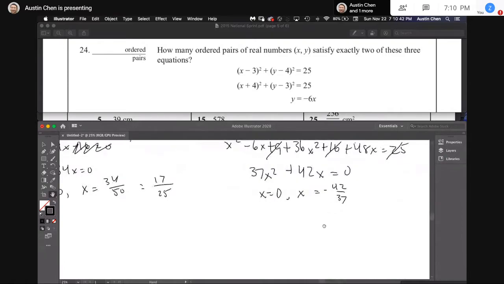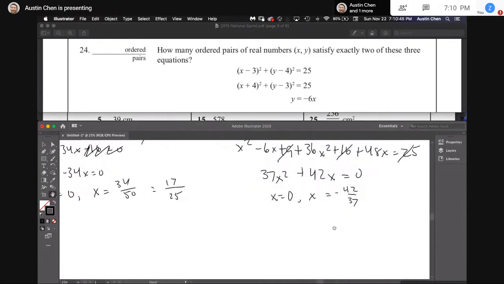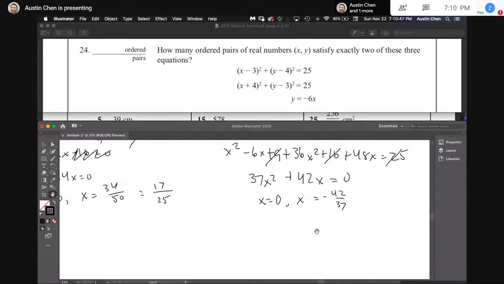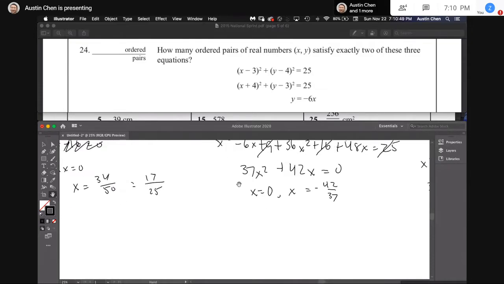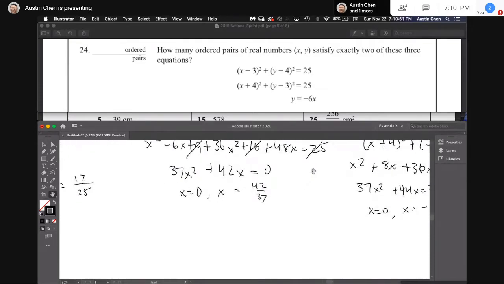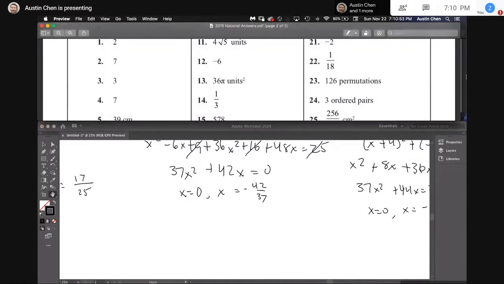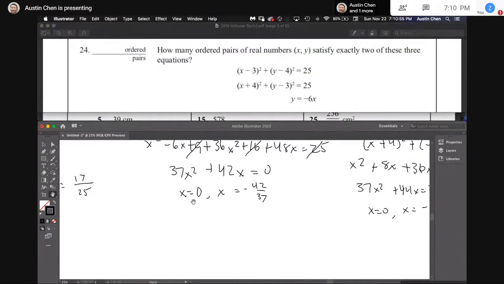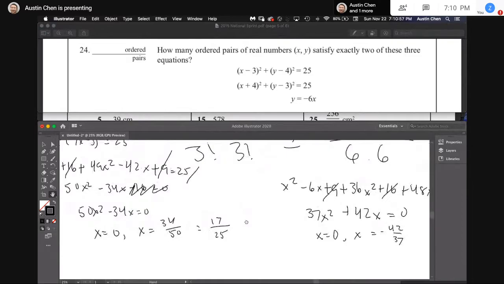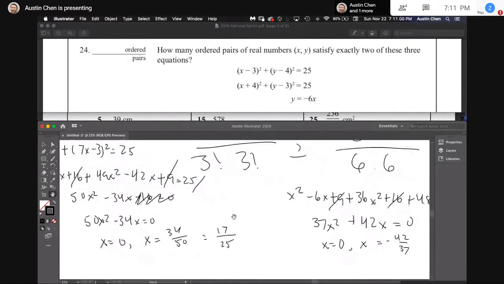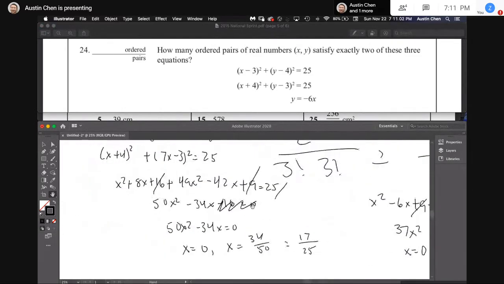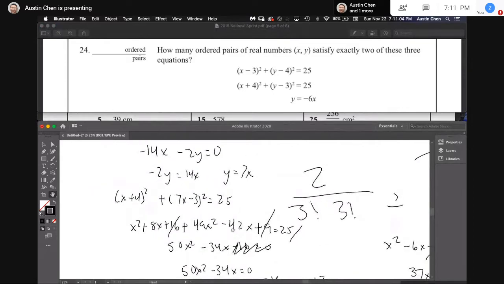All right. So it looks like we have four distinct solutions here. x equals 0 and x equals the other stuff. No, I did something wrong. Probably just did some algebra wrong.